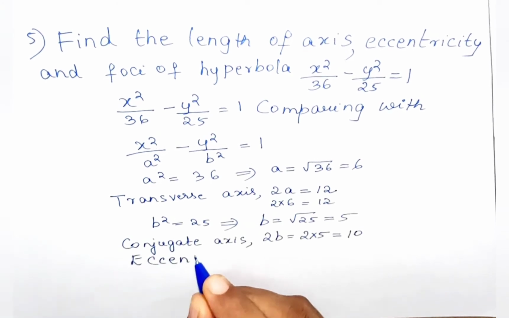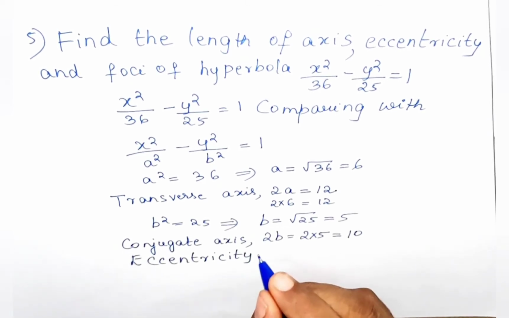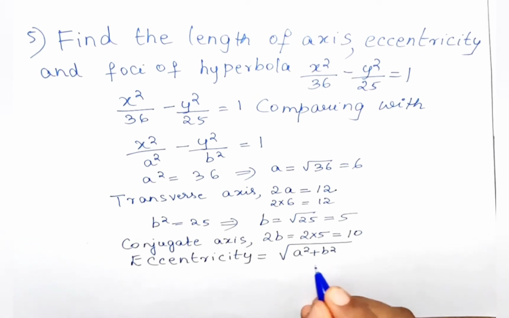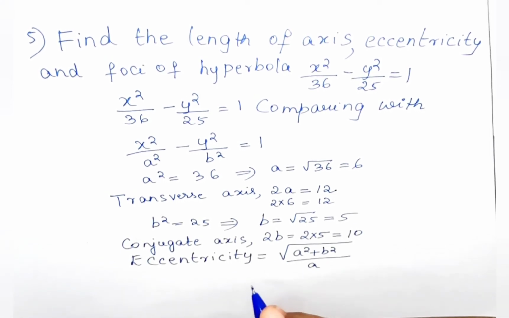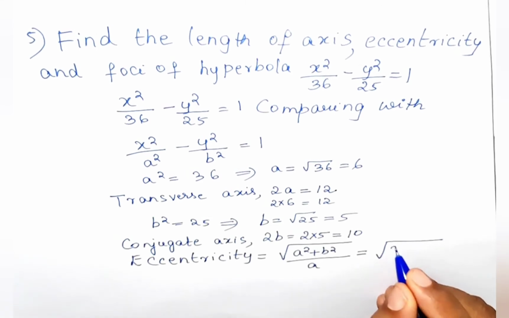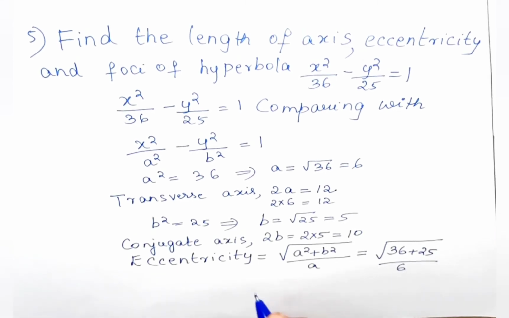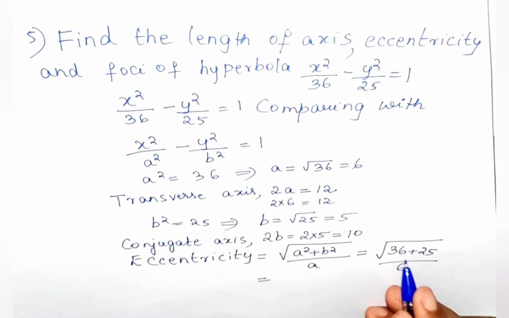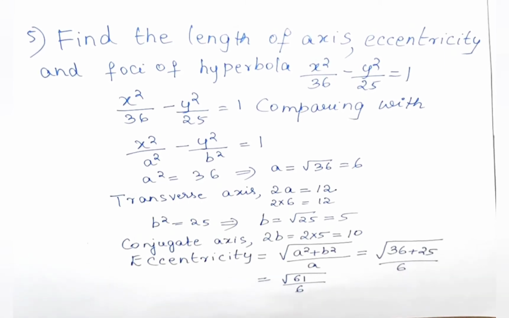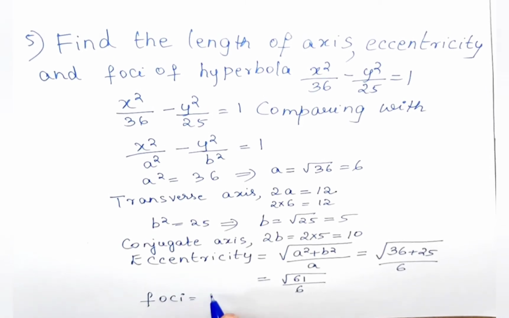Now let us find the eccentricity. The eccentricity of the hyperbola is given by square root of a square plus b square divided by a. The formula for eccentricity of the hyperbola is square root of a square plus b square divided by a. That is square root of a square, which is 36, plus b square, which is 25, divided by 6. 36 plus 25 is 61. So this becomes root 61 divided by 6.